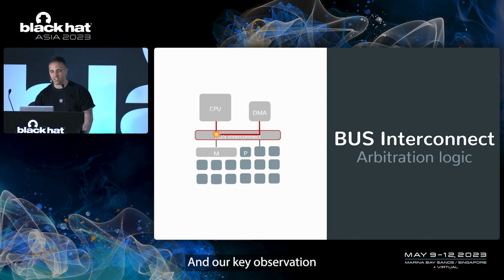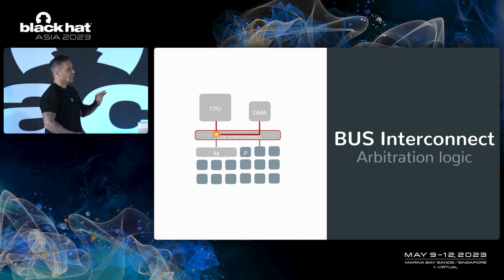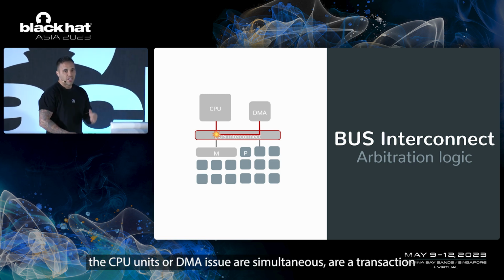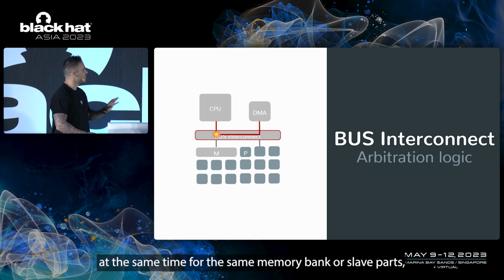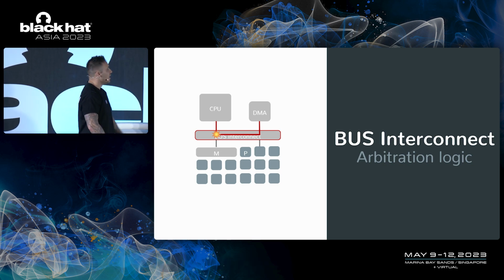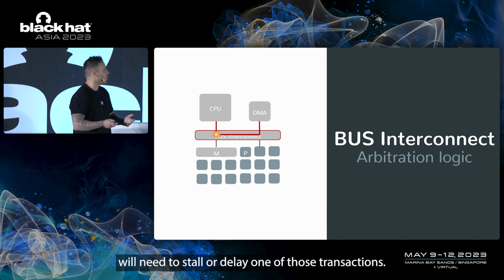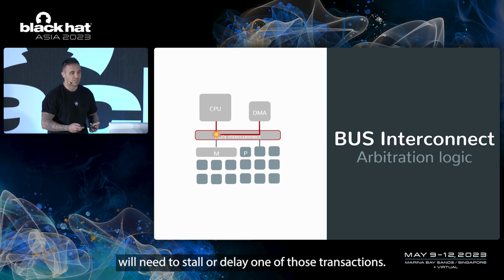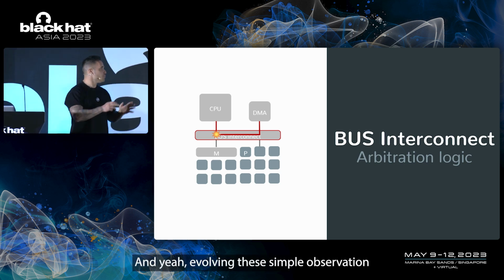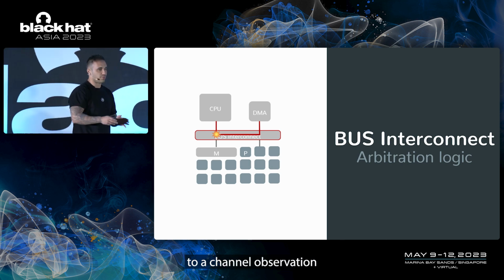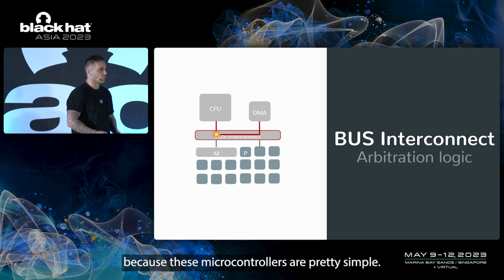Our key observation is that when multiple bus masters, in particular the CPU or the DMA, issue transactions simultaneously for the same memory bank or slave port, the bus interconnect or arbitration logic will need to stall or delay one of those transactions. Evolving this simple observation into a channel and successfully mounting the attack was very challenging because these microcontrollers are pretty simple.